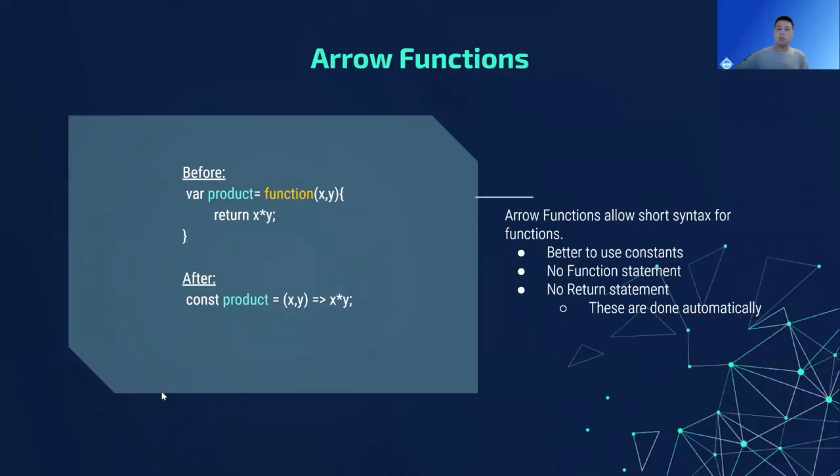Arrow functions allow for short syntax of functions, and it's better to use constants within arrow functions. What makes it different from regular functions is that it has no function statement and no return statement, and these are done automatically. As you can see here, we have a function here, but it's not there anymore. The parameters are x and y, and instead of the return, you have the equal sign, the arrow, and the return statement.